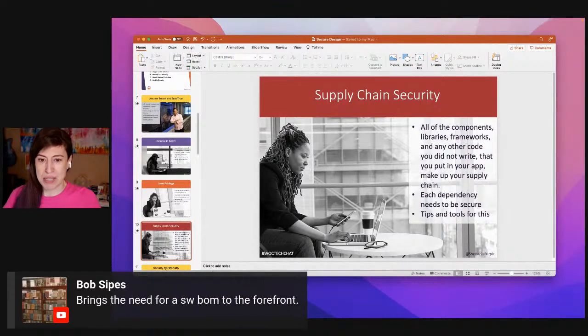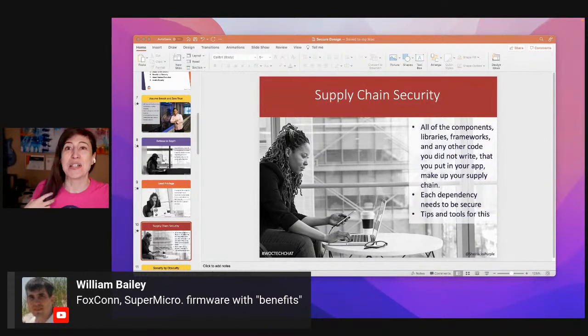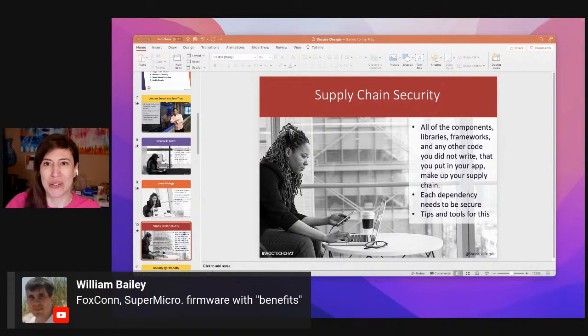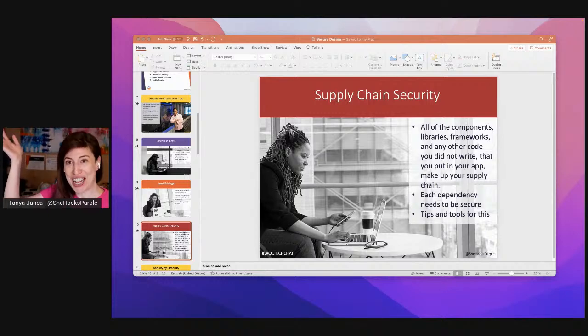And then William says, Foxconn Supermicro firmware with benefits. With benefits. Some woman that I follow on the internet said, y'all need to stop being so negative. Stop saying, it's got remote code execution. Instead say, this API has bonus functionality.